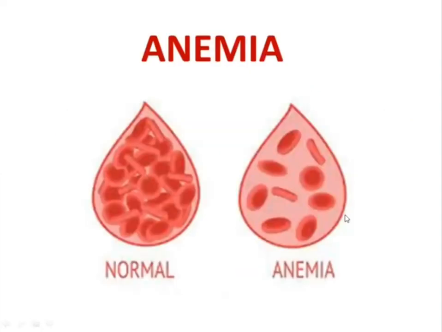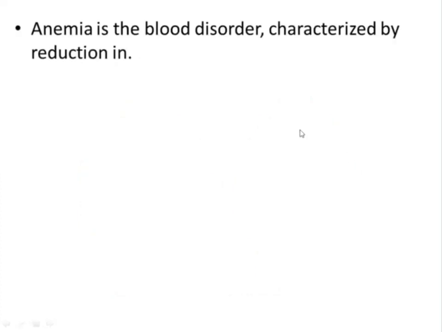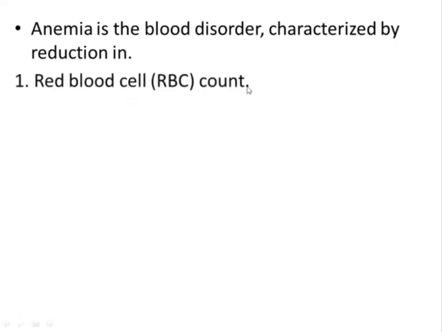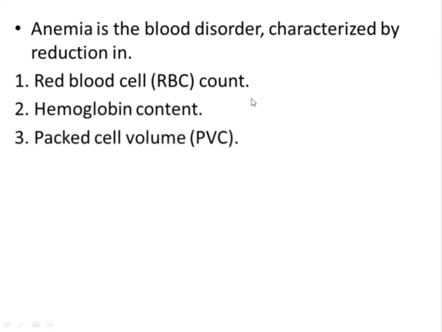Today we will see the anemia. This is the normal blood cells, and this is the anemia condition of the RBC blood, right? Then we will see the definition of the anemia. Anemia is a blood disorder characterized by the reduction in red blood cell count, hemoglobin count, then packed cell volume, right? This reduction produces the anemia.